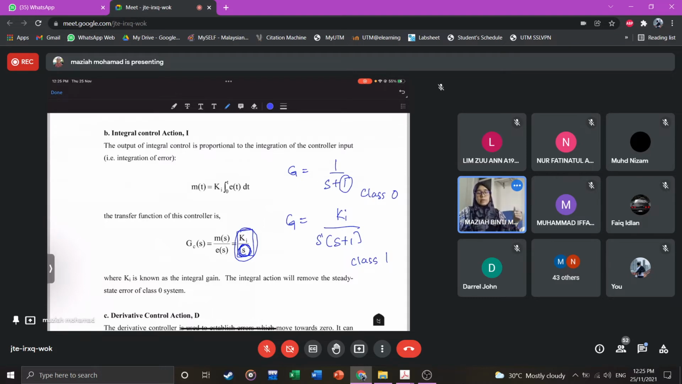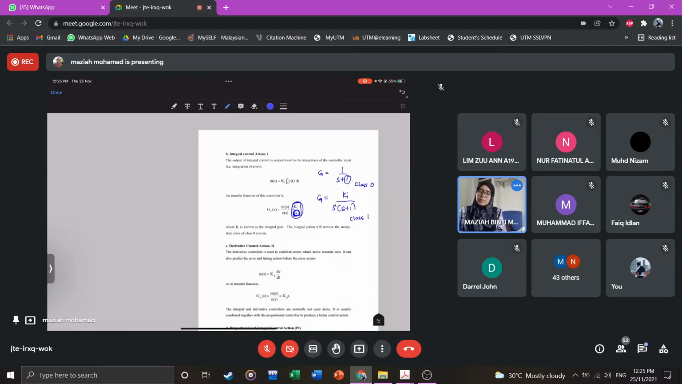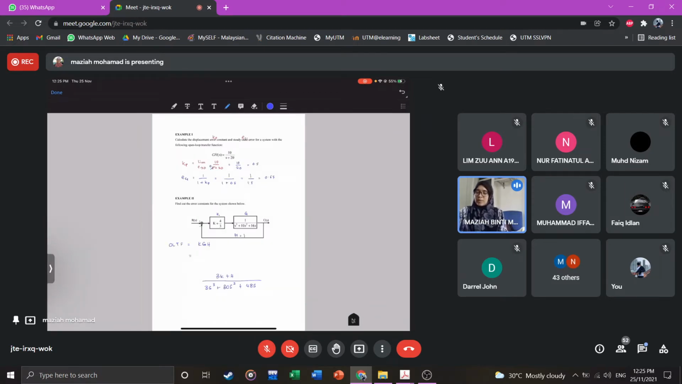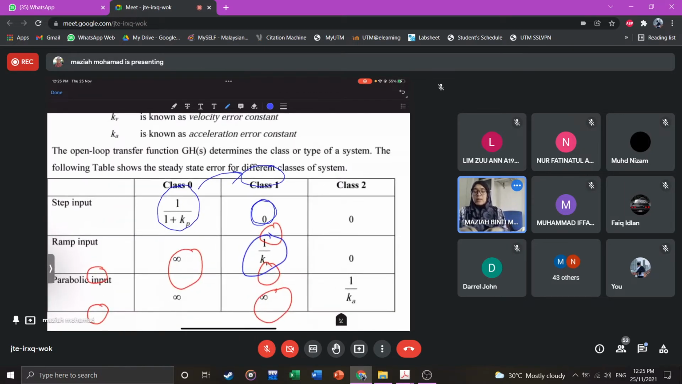It's easier to explain using the table here. If your system is applying a step input and is class 0, by adding integral action the system will become class 1, then you get 0 error. If your system is applying a ramp input, of course you cannot apply it to class 0 because the error will become infinity. So your system should be at least class 1.